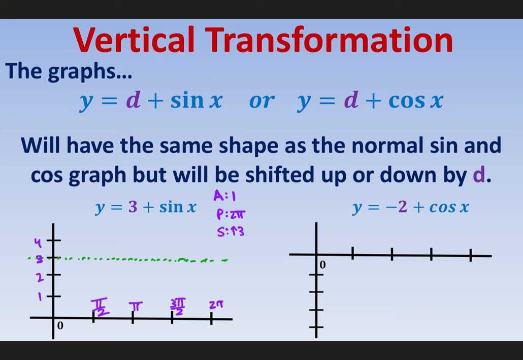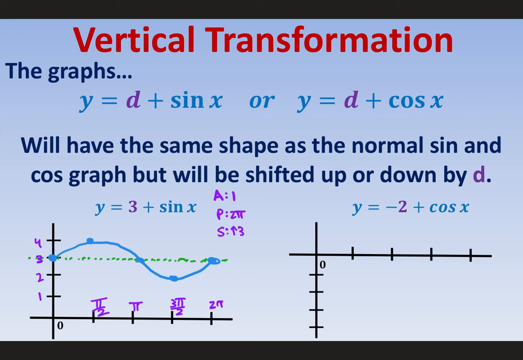It has the same shape as before. I start at my middle line. I go up to my maximum, back to my middle line, down to my minimum, back to my middle line. I'm going to draw my nice sine. Oops. Let's try that again and draw a nice sine graph in with those points. Now it looks a little squished just because I was trying to fit it in.